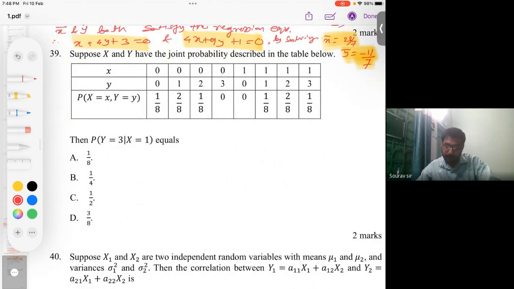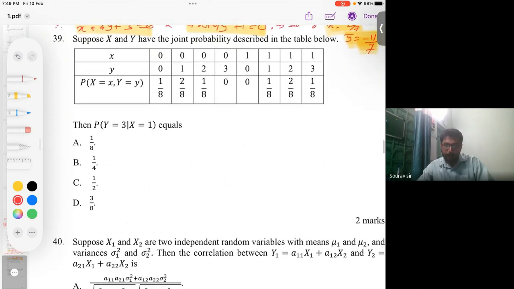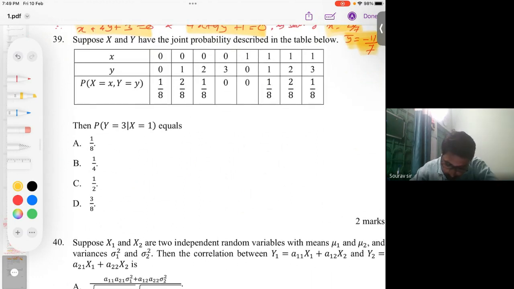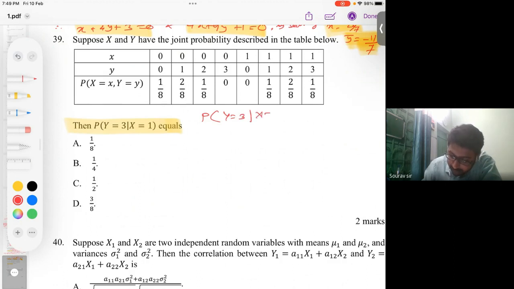Here they have given a table. Suppose X and Y have the joint probability described in this table below. Now we have to solve P of Y equal to 3 given X equal to 1. Let's rewrite this relation again. P of Y equal to 3 given X equal to 1 can be written as P of X equal to 1, Y equal to 3 divided by P of X equal to 1.